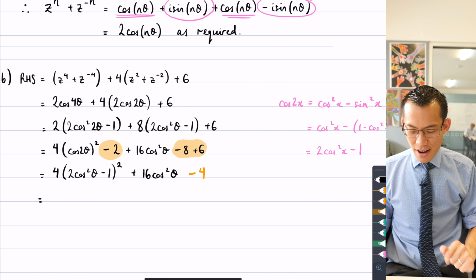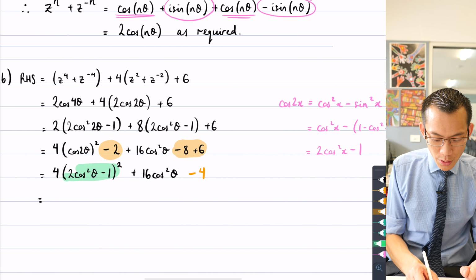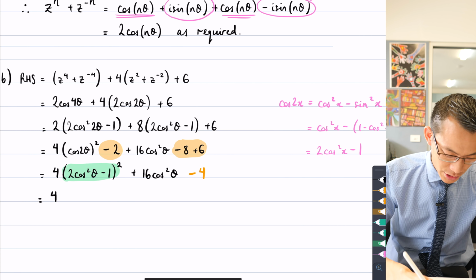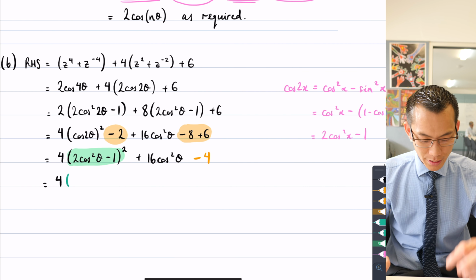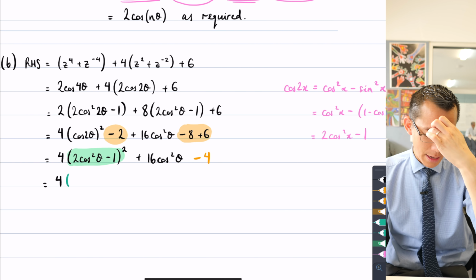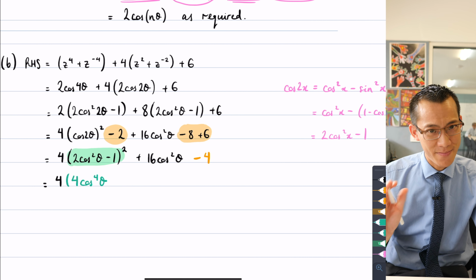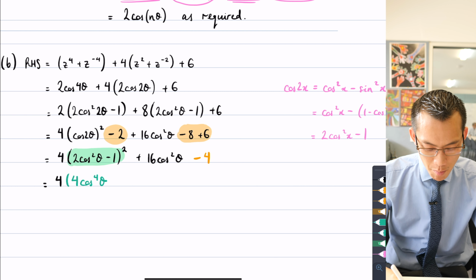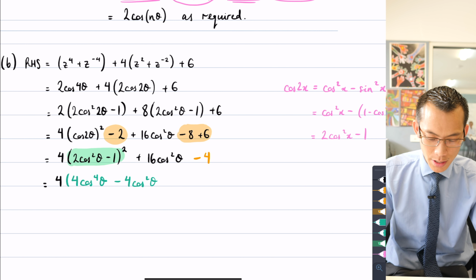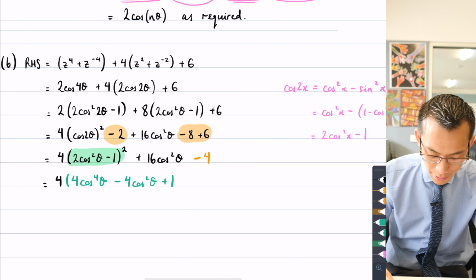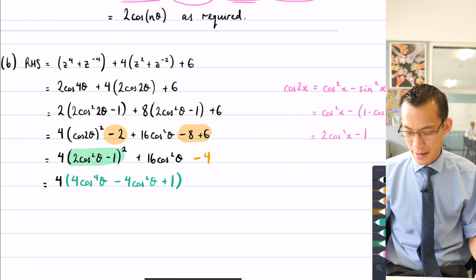Okay, I now have to look at this and I'm going to square that out. So I get the 4 still hanging out the front there. Let's change to green just to clarify what I'm going with here. So 2 cos squared theta squared, that's going to be 4 cos to the 4 theta. There's the first part. Then I'm going to go minus 4 cos squared theta because I take the product and then I double it. And then lastly, I have plus 1, close bracket, everything has been squared.